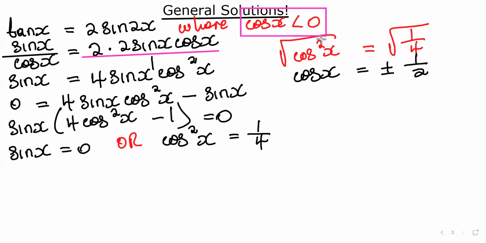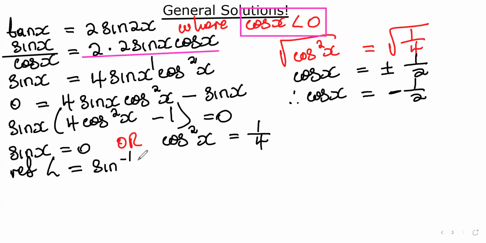But then you remember what they told you. They said you are only going to take a negative cosine. So in other words, cosine x must be equal to negative half. And these are your two general solutions that you need to solve, okay? Well, this one is a walk in the park because we come and find the reference angle and say, well, the reference angle is going to be the arcsine of 0, which we understand is going to be 0 degrees.